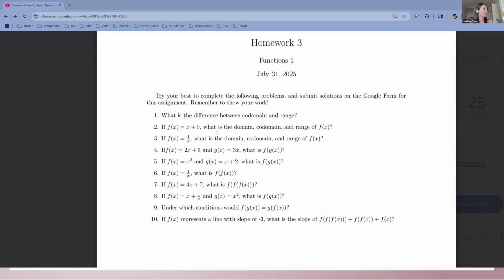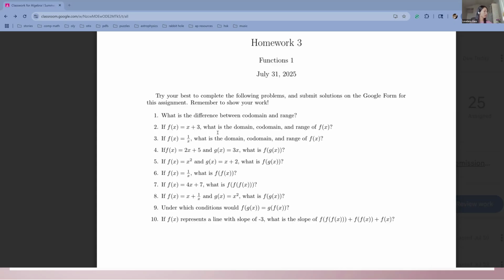So for question 1, would anyone like to share? Yeah, I can. Go ahead. Okay. So the difference is that the codomain is the set of all the possible outputs, and the range is the actual set of outputs that are reached or achieved by the function. Yeah, exactly.